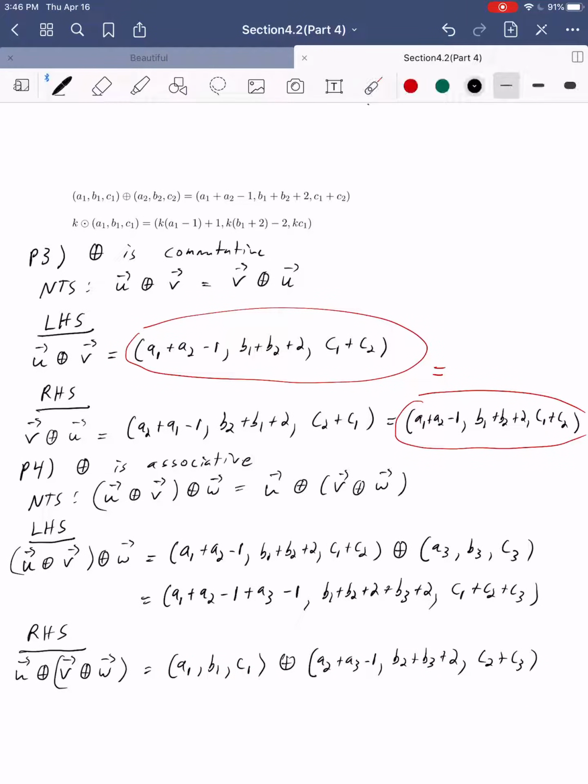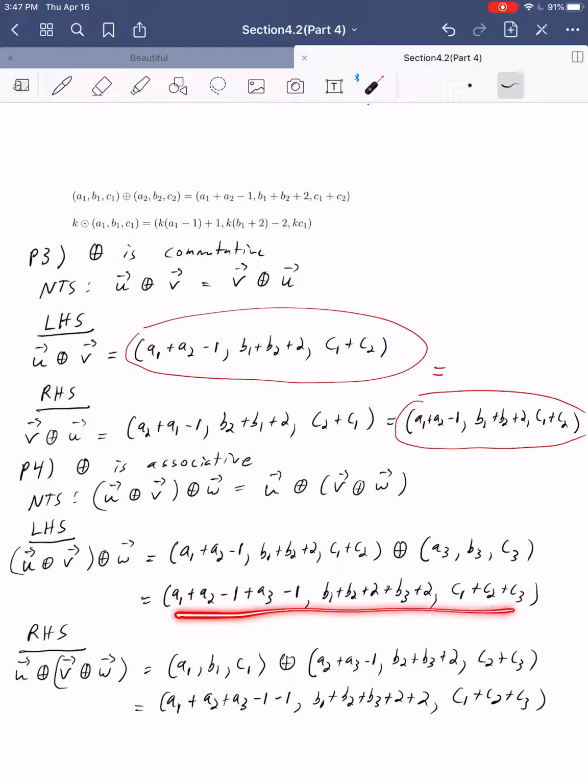guys directly. So that's going to be A1 plus A2 plus A3 minus 1 minus 1. And then B1 plus B2 plus B3 plus 2 plus 2. And then C1 plus C2 plus C3.